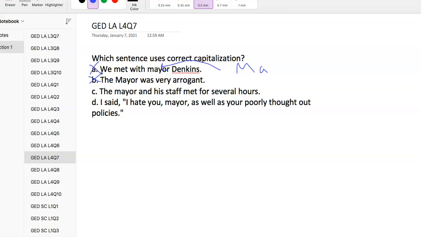Answer choice C, the mayor and his staff met for several hours. They're not talking about a specific mayor that we're familiar with at least, and because of that, we like that answer. Answer choice D: I said, I hate you, Mayor, as well as your poorly thought out policies. In direct speaking, which is what we have in answer choice D, we do need to capitalize Mayor, so we don't like that one either. Even in direct speaking, we capitalize that title. And so there we go, answer choice C for question seven.